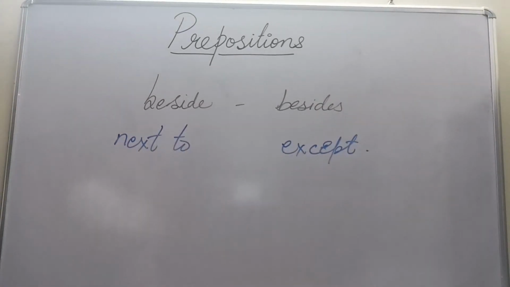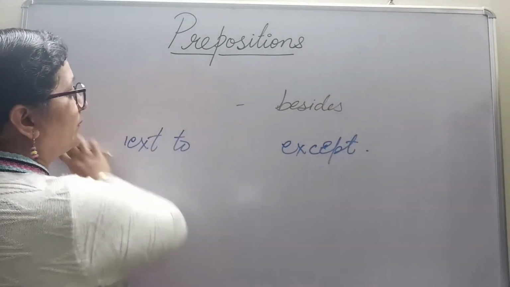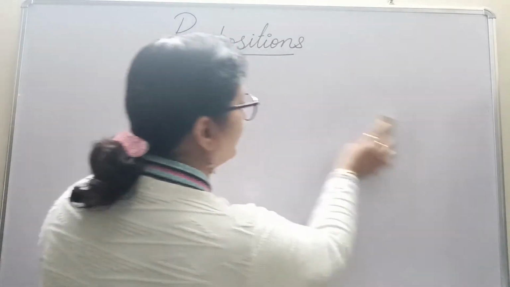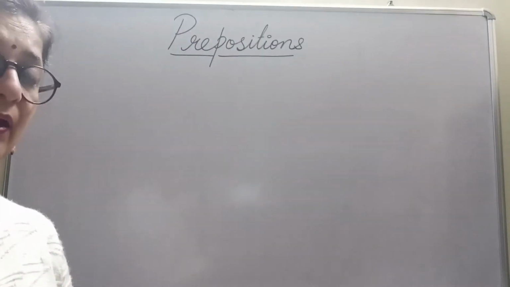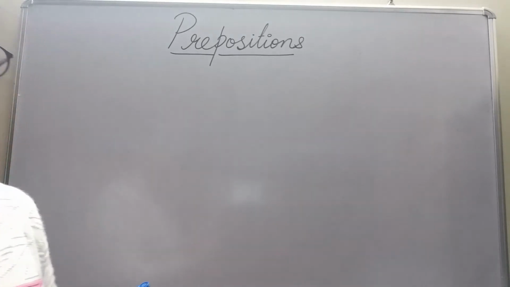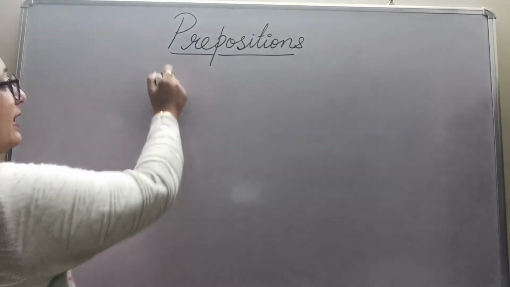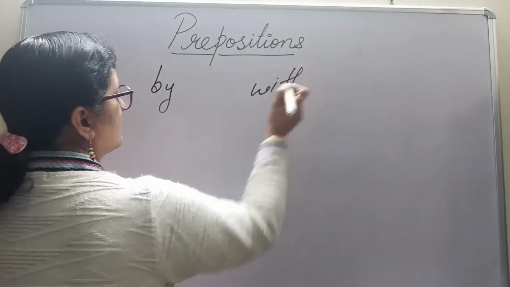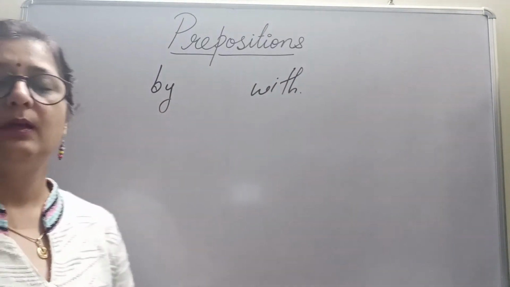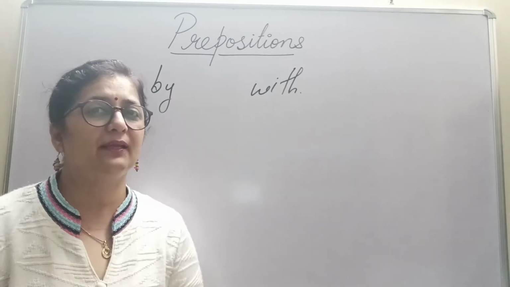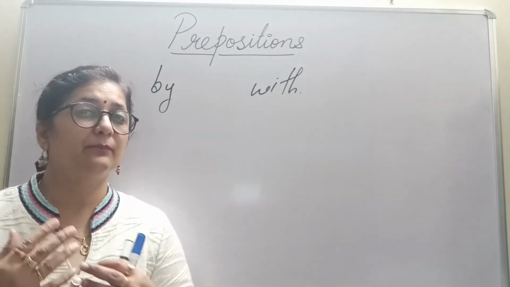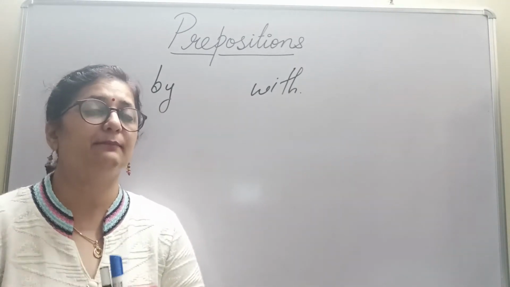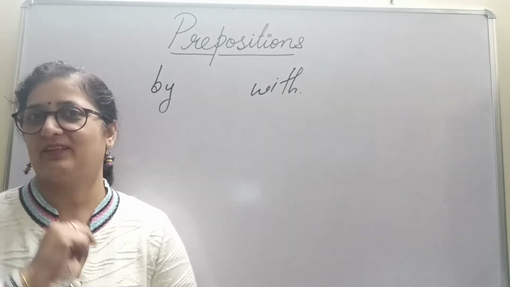Okay, now yet another one. Let's jump on to another kind of preposition where we tend to get confused, and that is by and with. Very, very simple. By something, or with something, or by somebody. Which one? That is the confusion.